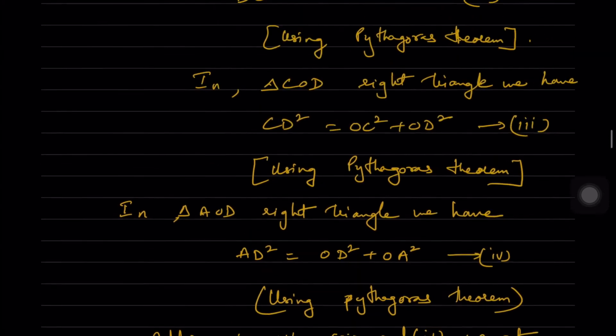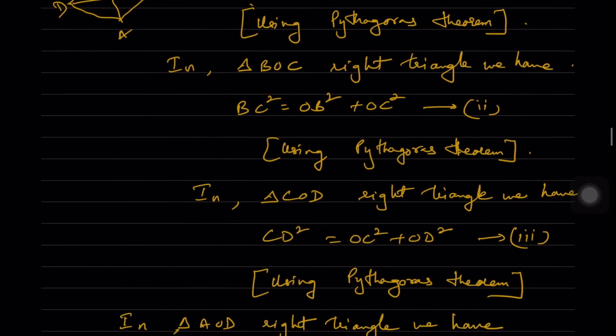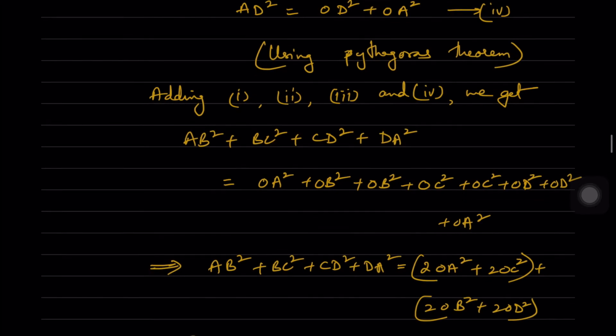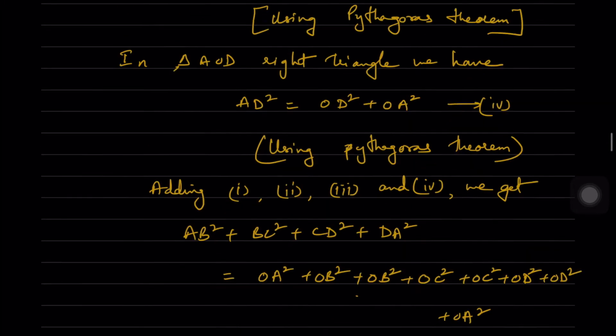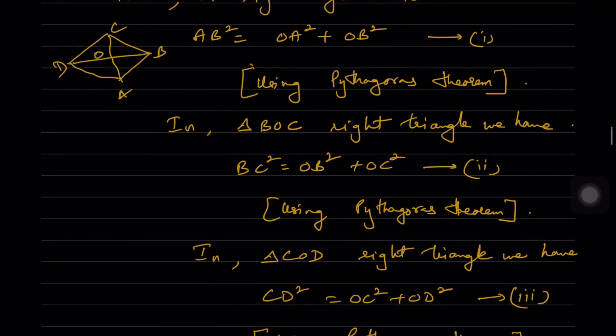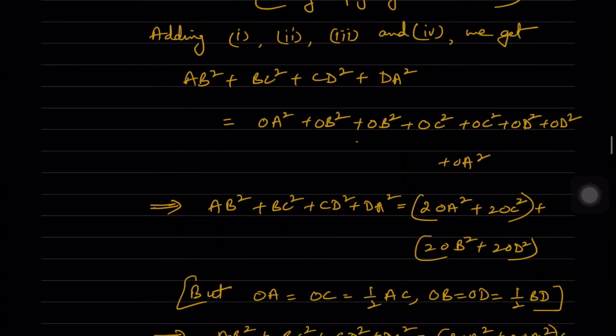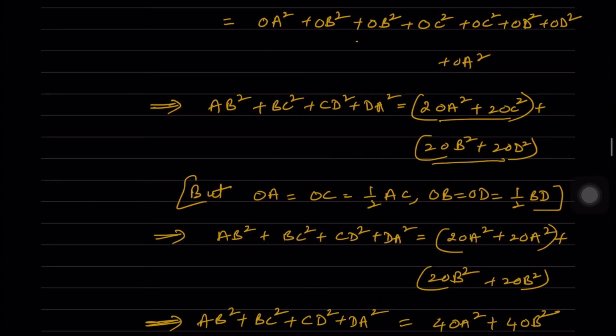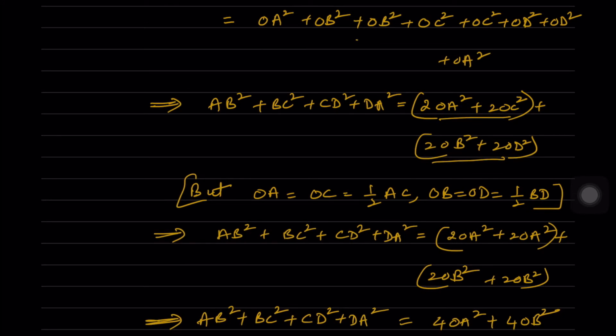Now adding equation 1, equation 2, equation 3 and equation 4, we get AB square plus BC square plus CD square plus DA square. All the sides we are adding, so you're going to get it as OA square plus OB square plus OB square plus OC square plus OC square plus OD square plus OD square plus OA square. All are repeated twice. So you're getting here 2 OA square plus 2 OC square, and 2 OD square plus 2 OB square. So that we have written here. You can see. Now you know that OA is equal to OC is equal to half of AC.